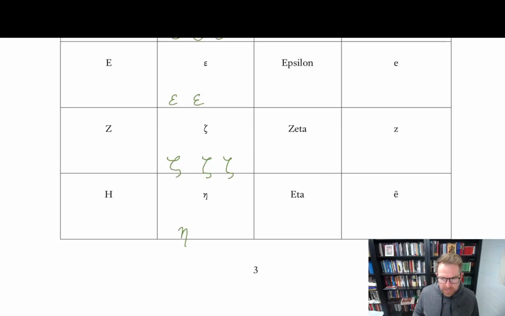E sound. Eta, eta, long E. So it's similar to the epsilon in that it's that E sound, but while the epsilon is a short E, the eta is a long E. So you're going to want to give it that extra length here. Coming down, the eta.